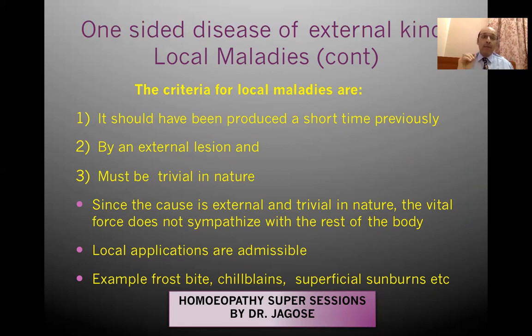For example, frostbite, chilblains, superficial burns, etc. will come under the heading of local maladies. So let us just take frostbite. The external lesion or external cause is what? Excessive exposure to cold. And it has to be produced a short time previously, and it must be trivial in nature, or not very serious in nature. So you're exposed to, say, excessive cold for a few minutes, and the lesion is trivial in nature.